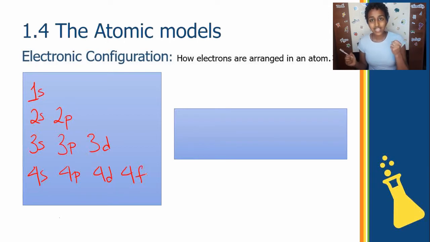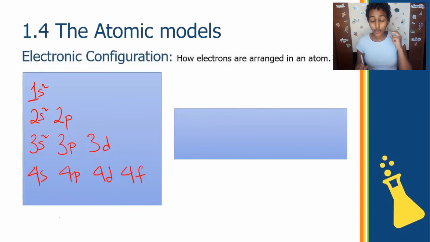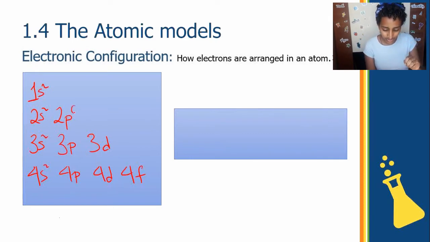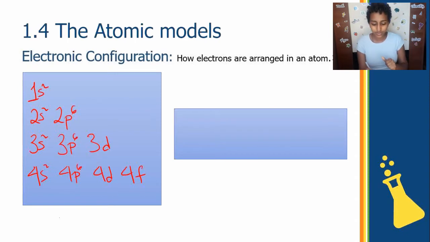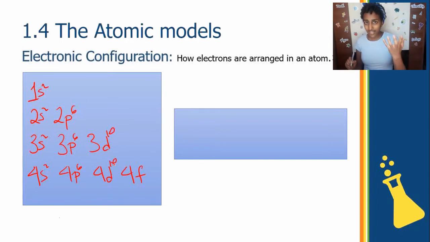Now, let's think back to how many electrons each of these sublevels can hold. All the S's can hold 2 electrons. All the P, which has 3 orbitals, can hold 6 electrons. All the D, which has 5 orbitals, can hold 10 electrons. And all the F's, which have 7 orbitals, can hold a maximum of 14 electrons. Once you understand what this looks like, it's much easier to draw it whenever you need it because it's really helpful in the electronic configuration.